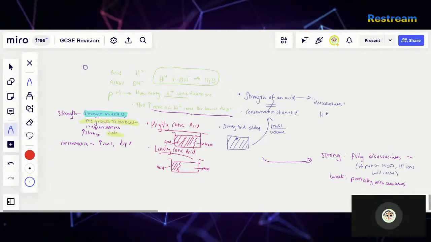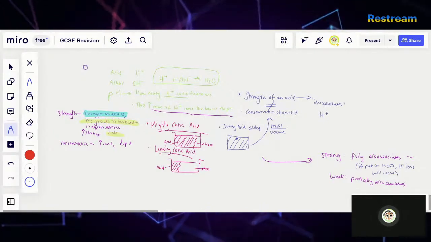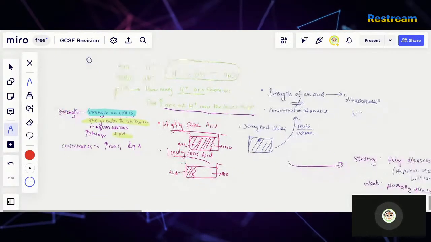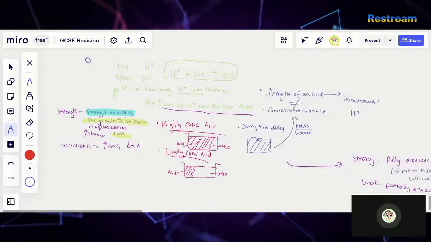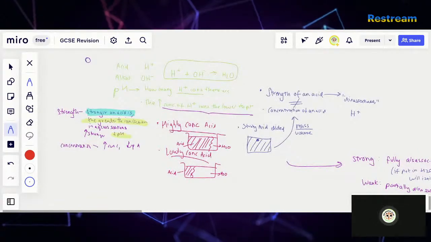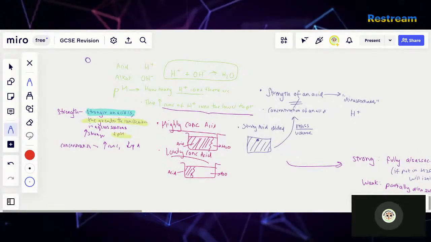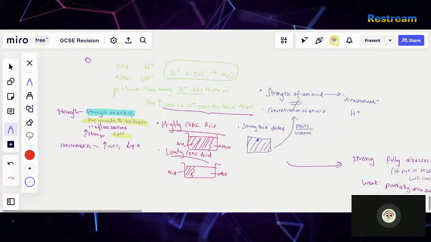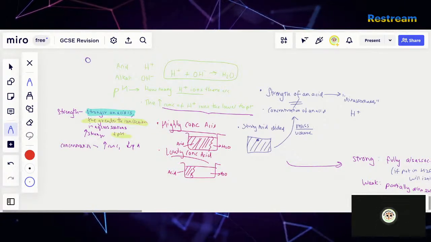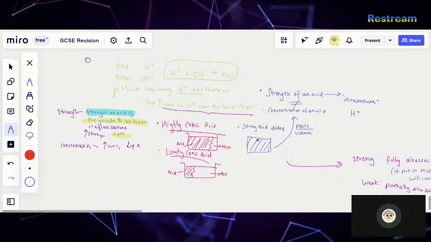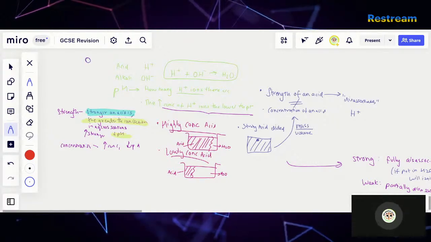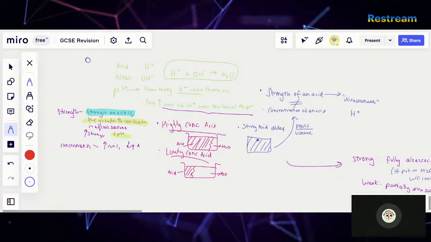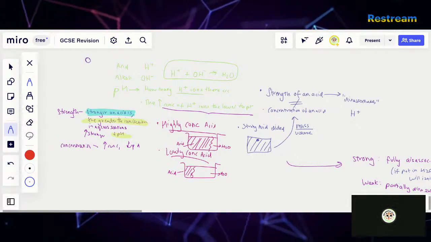So what you would say is, linking back to our notes about strength, the strength of an acid is dependent on how strongly it ionizes. So hydrochloric acid can be strong because it fully ionizes and it fully dissociates. However, it can be dilute because there is a small amount of hydrochloric acid per volume. So the acid per volume is small.